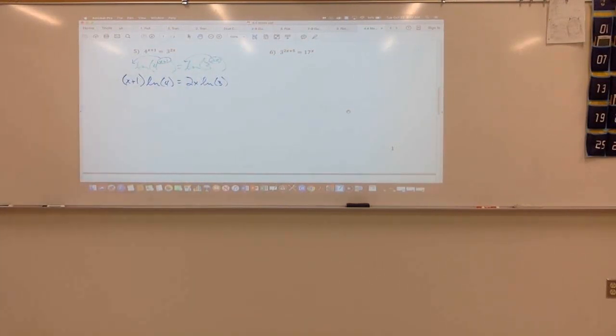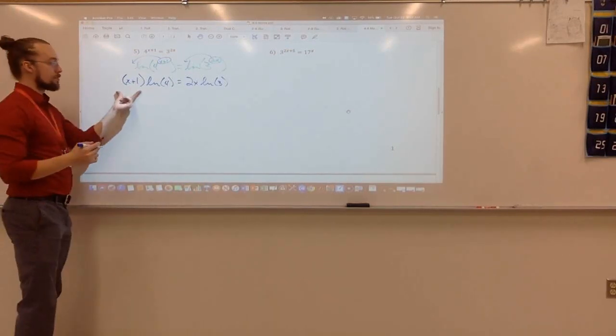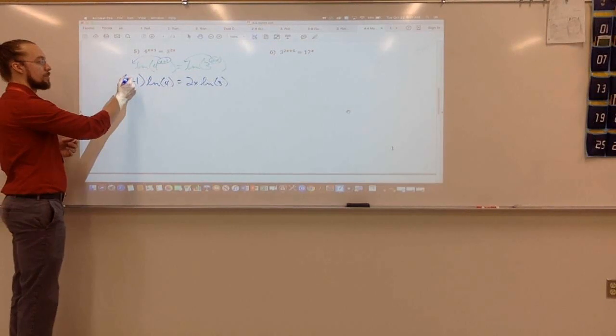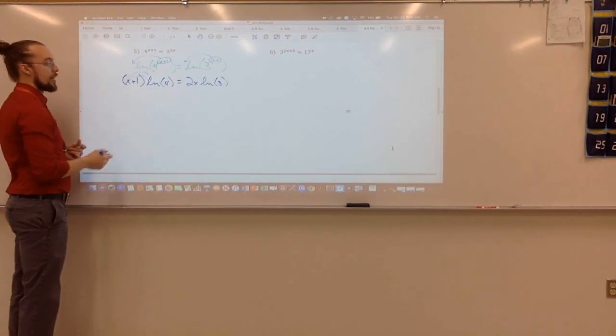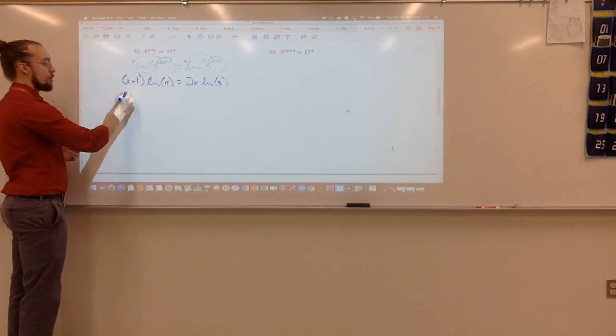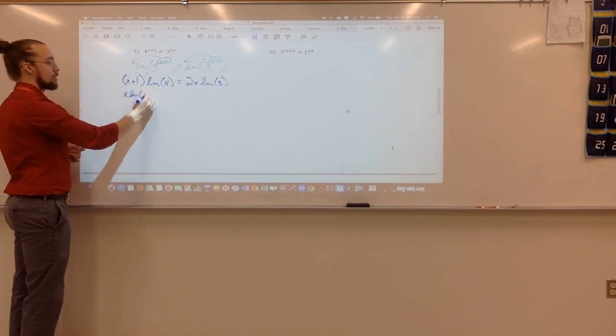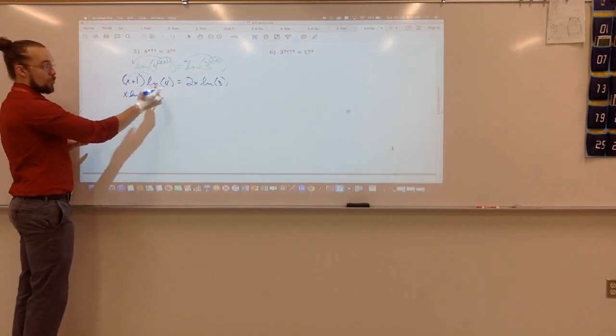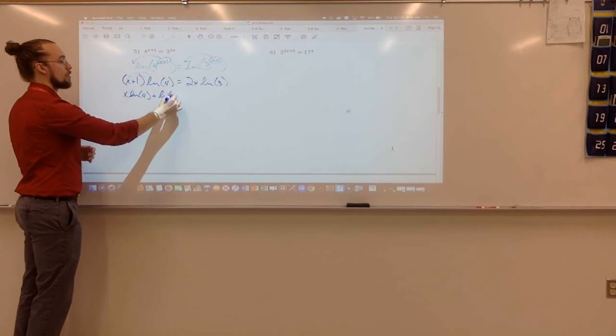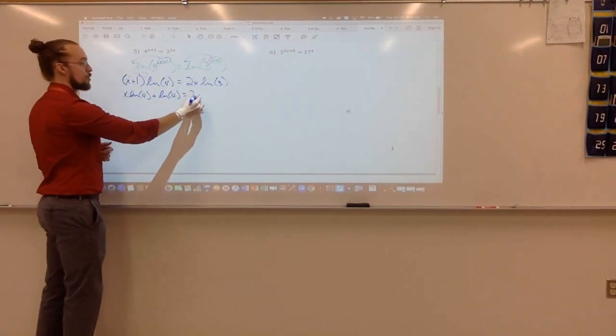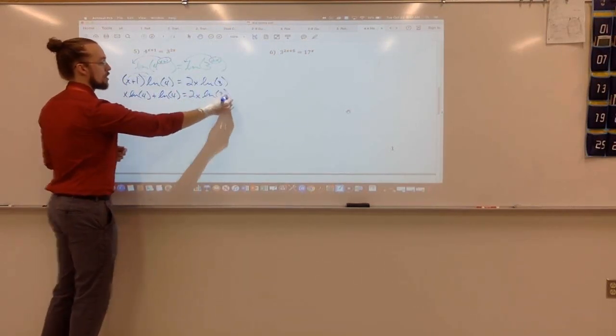So now, to solve for x, I'm actually going to have to multiply this out. Okay, I'm going to have to multiply the natural log of 4 through. So I'm going to have x times the natural log of 4 plus 1 times the natural log of 4 equals 2x times the natural log of 3.